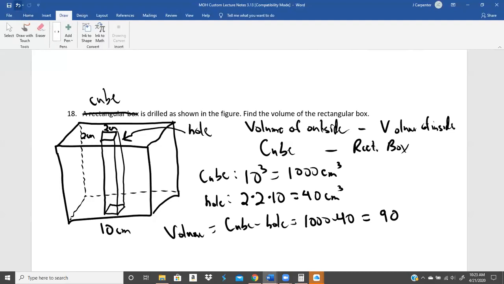Excuse me. Why did I say that? What am I doing? I am doing a whole other problem in my head. 1,000 minus 40 is not 9,000. That would be 960. What in the world was I doing in my head? 1,000 minus 40 is 960, and then that would be centimeters cubed. That's the volume of the remaining material after you drill out the hole.